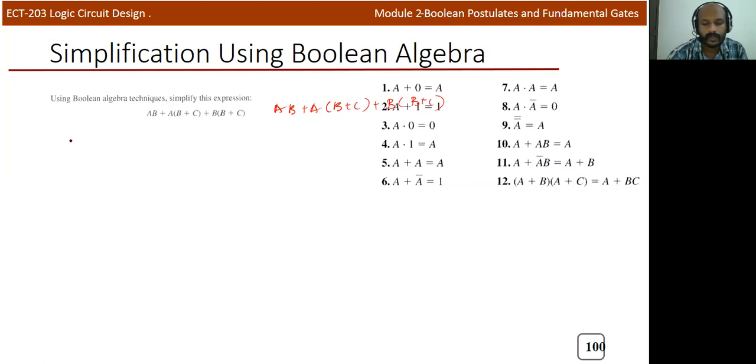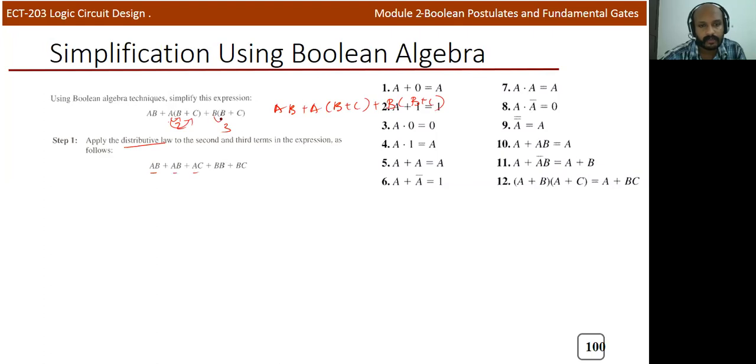First you can see in the second term and third term, you can perform the distributive law. So it becomes ab into, first term is ab. Second, if you multiply a with b and a with c, you'll get ab and ac terms. After that again b into b into b into c. Now we can see this b into b. I can reduce that by using rule number 7. You can apply rule number 7 here.